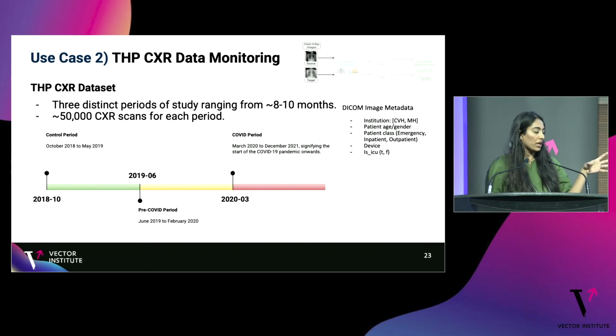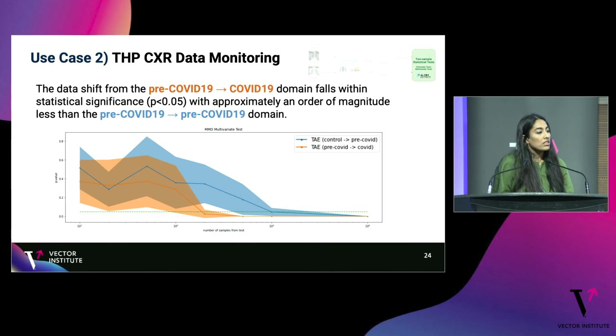The green period is our control period. The yellow is our pre-COVID period, and then our red is when COVID was happening, when we were in that lockdown. You can see that when we compare the pre-COVID shift to the COVID shift, there is a more significant shift during COVID.